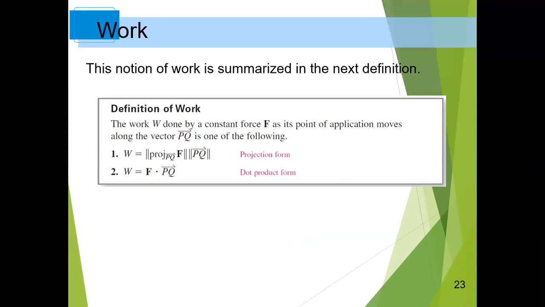Next. Work W done by a constant force F as its point of application moves along the vector PQ is one of the following. You can either compute it with the lengths of the projection and PQ, or you can just do the dot product form of the thing. It's basically a summary of what we had on the last slide.